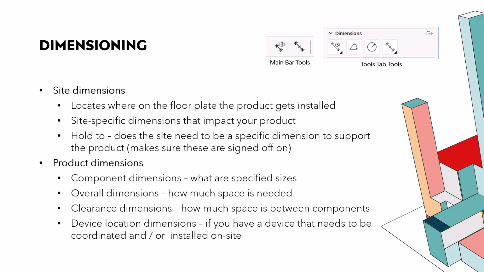Clearance dimensions, communicating space between components, how much space is there to move around it or get through, is just as important as the product spacing itself. And things like device locations. Do you need an electrical box in a specific location to service your product, or vice versa? Communicating those things on your drawings can be very important.